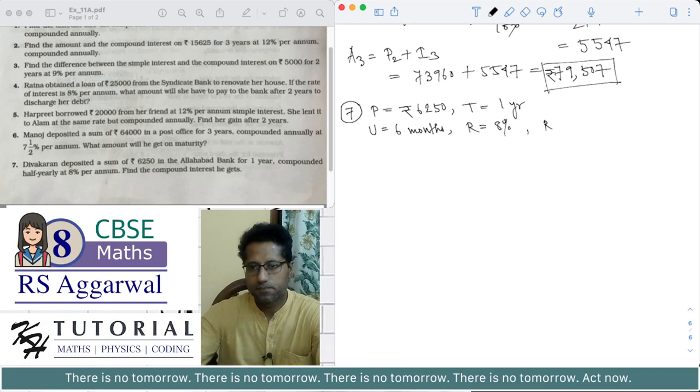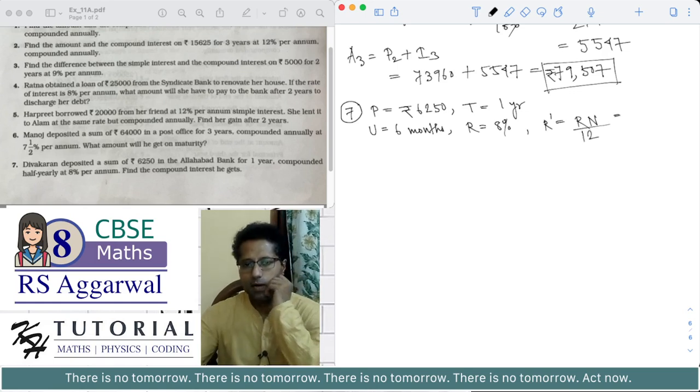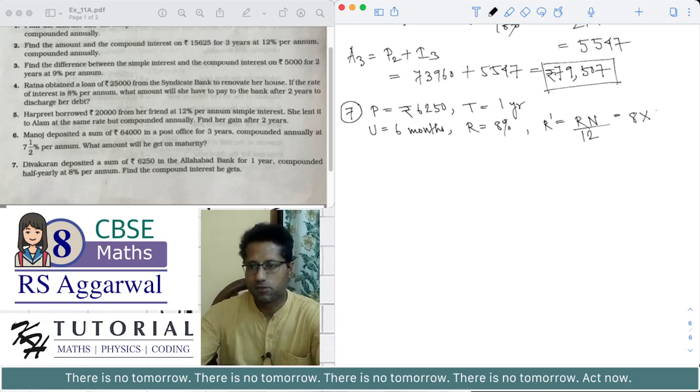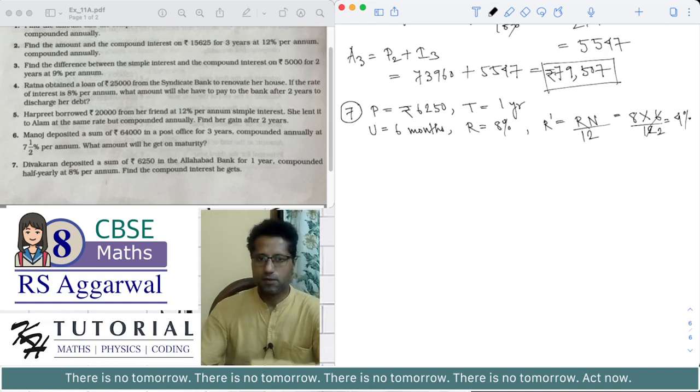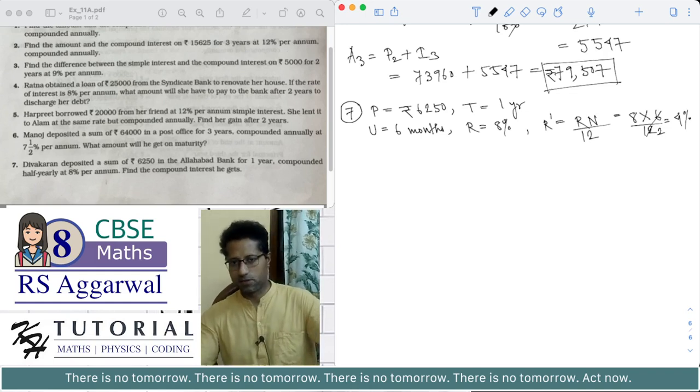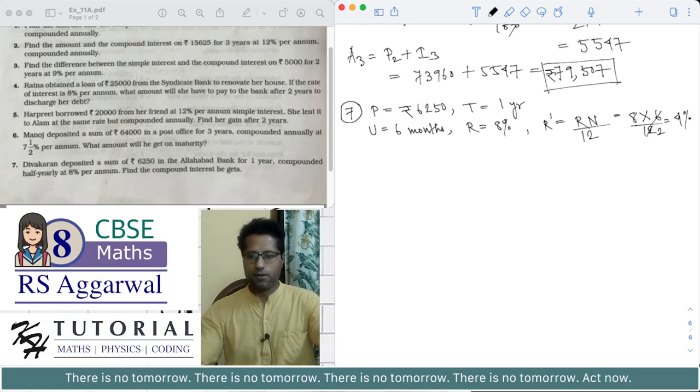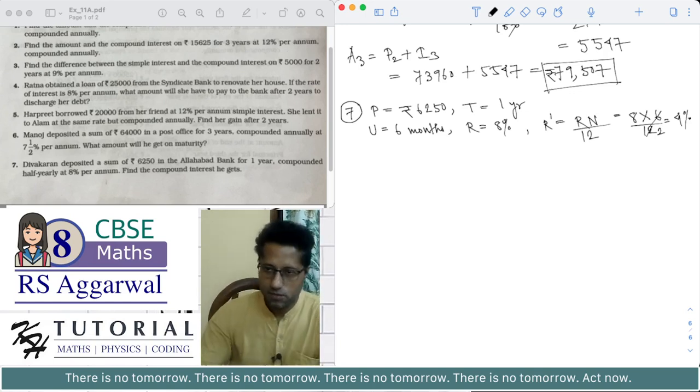Now, when the unit of time is 6 months, R dash will be equal to R multiplied by the unit of time in months divided by 12. This is equal to 8 multiplied by 6 divided by 12. So this is 4%. It is obvious that if the rate of interest per annum is 8%, then the rate of interest half yearly will be the half of R, which is 4%.